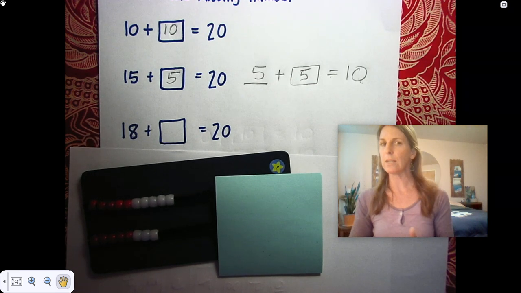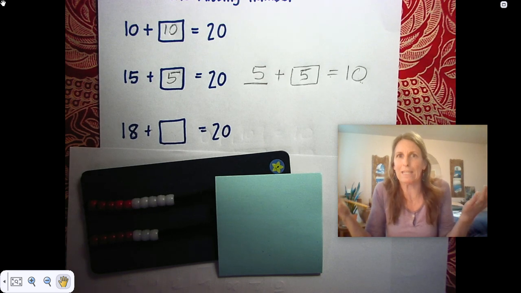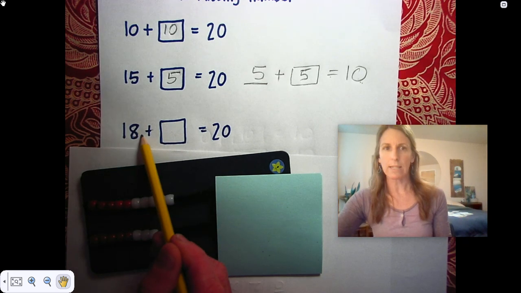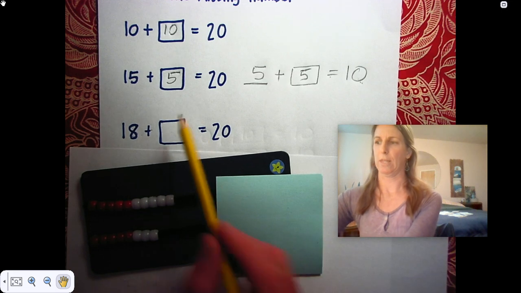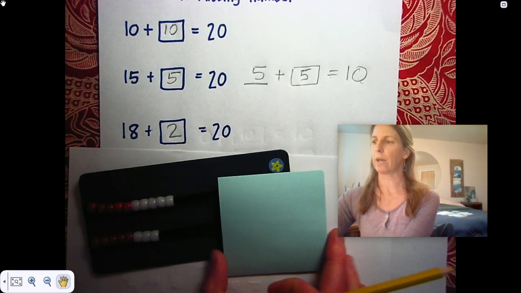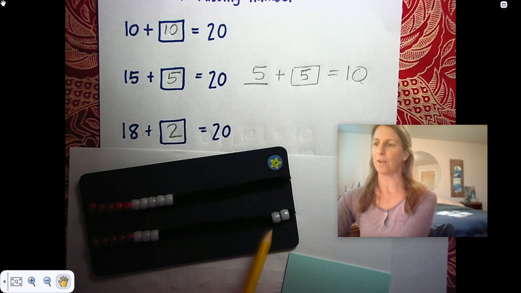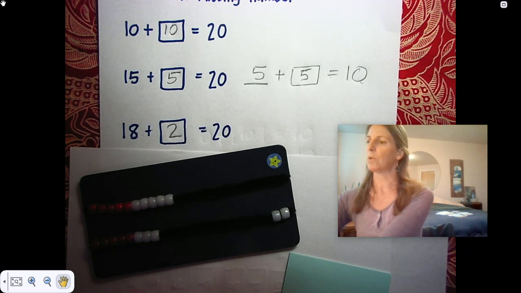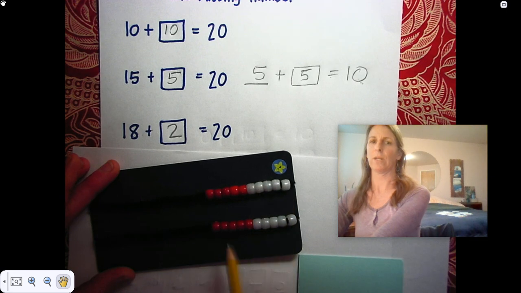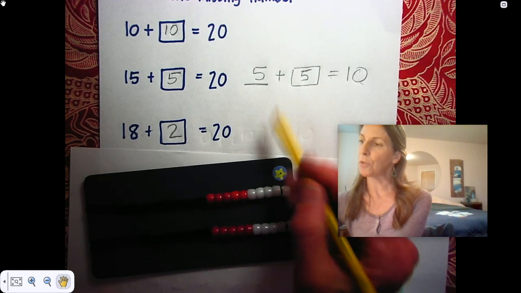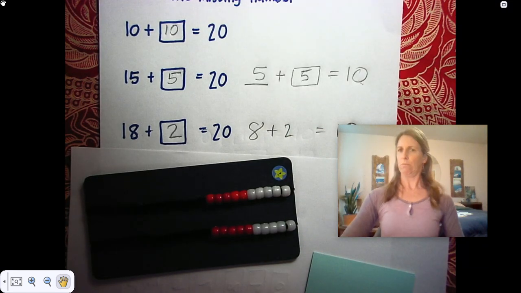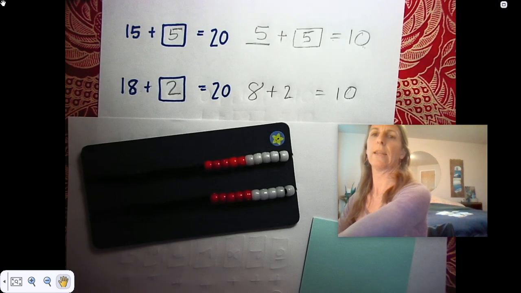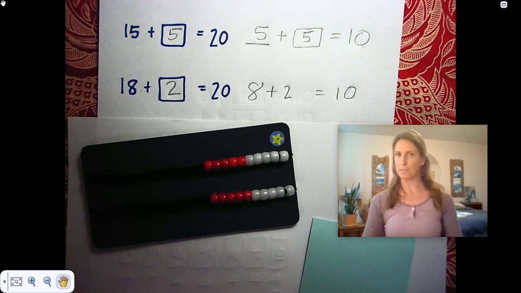How many more do we need? You could just count on. You could start at 18 and go 18, 19, 20. 2 more. We think it's 2. 2 more. Let's check. Boom. There they are right there. 18 plus 2 equals 20. All right. Hey, and if you remember that 8 plus 2 equals 10, I'm in the way. There's that helpful hint, that helpful tens equation.